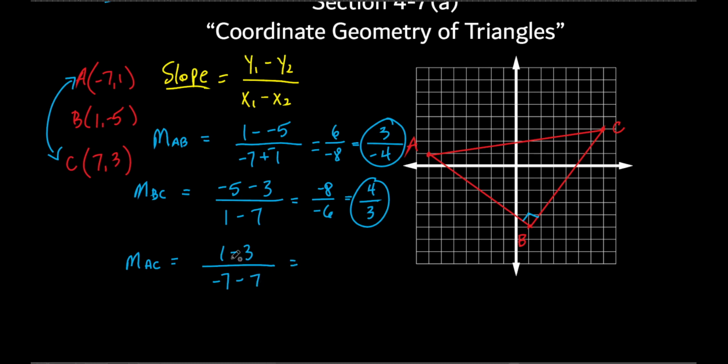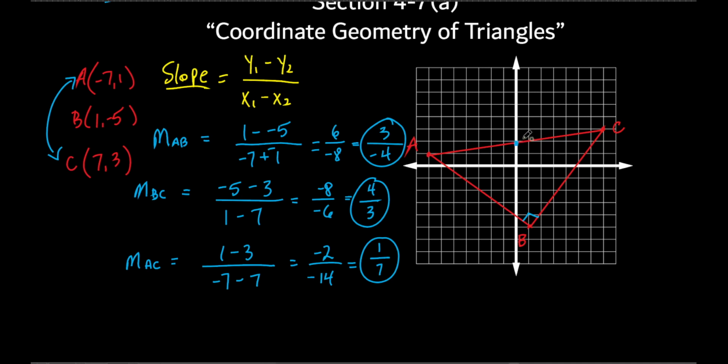We figure out what this is. 1 minus 3 is -2. -7 minus 7 is -14. I know I'm going kind of fast, but this is not what we're here to learn. Negative divided by negative is positive. 2 goes into 2 what? Once. 2 goes into 14, 7. So that's the slope of AC. It's 1 over 7.